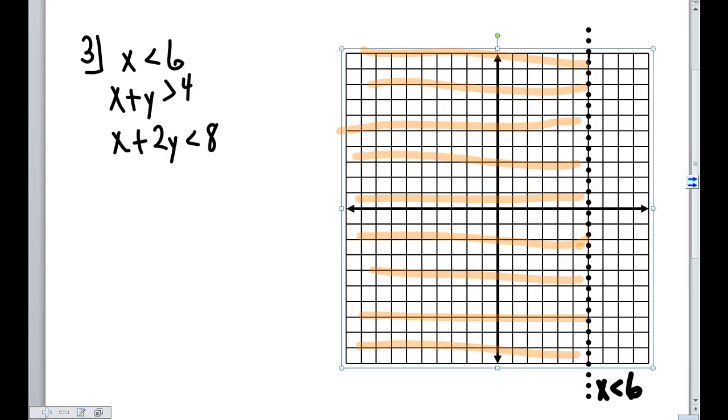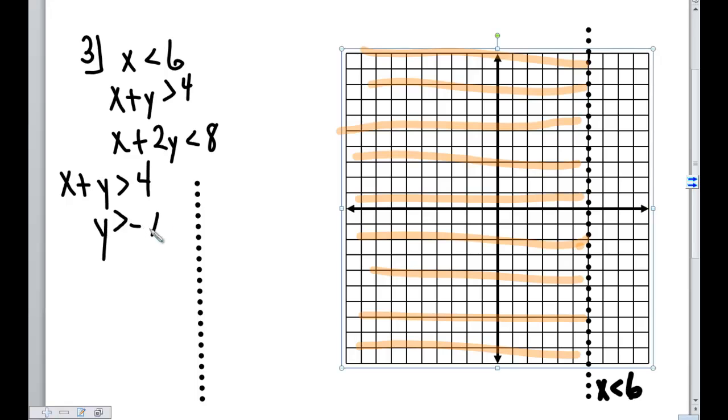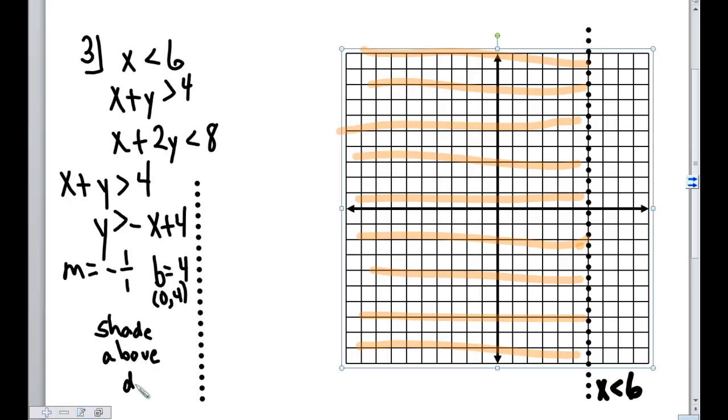Let's solve the next equation. x plus y is greater than 4. Subtract x from both sides, and y is greater than -x plus 4. The slope is -1 over 1. The beginning ordered pair is (0, 4). This is going to be shade above because it's greater, and it is a dotted line. And I am going to do this in blue.